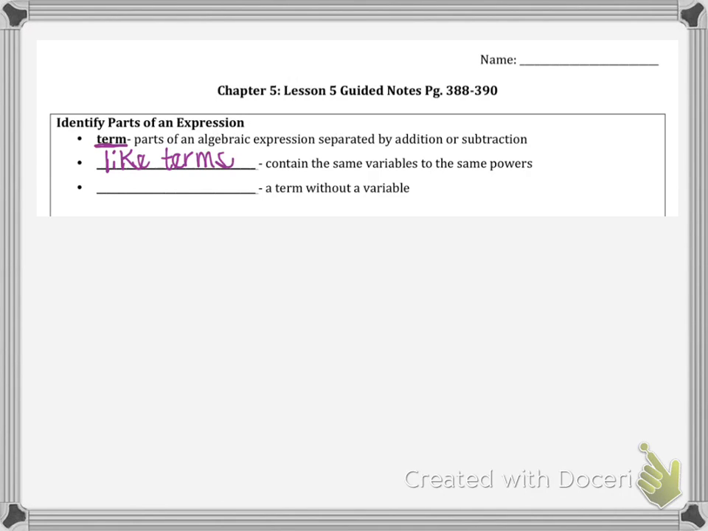Like terms are terms that have the same variables to the same powers. And I'll give you several examples later. And a term without a variable is called a constant. And that is because it always remains equal to the same value.